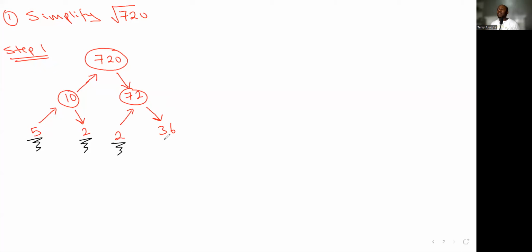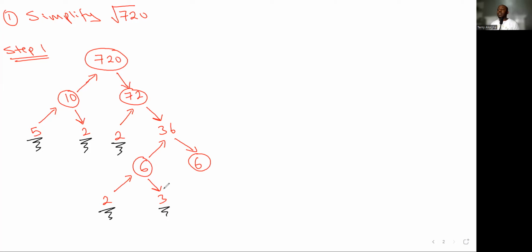Next one, 36. What can divide 36? Maybe we can say 6. Okay? So 6 can divide 36, and you'll be left with what? 6. Because 6 times 6 will give you what? 36. Now, can any other number divide 36? We have 2. So that means 2 can divide 6, and we're going to be left with what? 3. Can any other number divide 2? Nope. We're going to stop there. Can any other number divide 3? Nope, we're going to stop there.